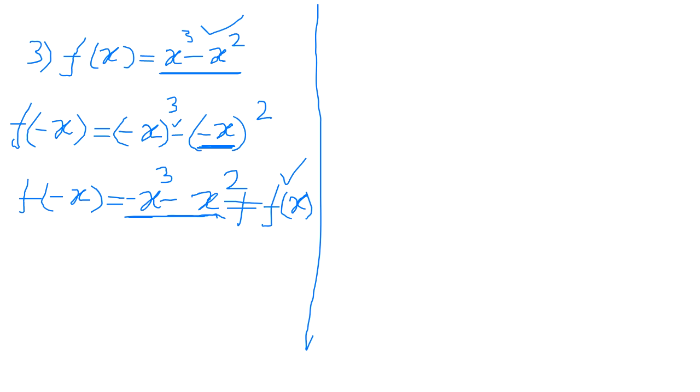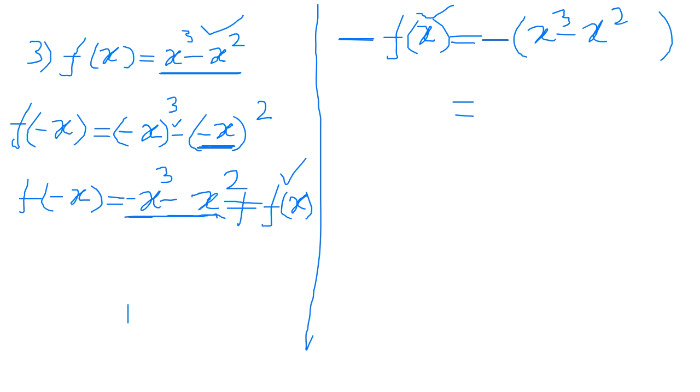Check this one, minus f(x). First here is the minus, and then f(x). First the minus here, and then f(x), that is x to the power 3 and minus x to the power 3. So this equals what? Minus x to the power 3 and this is plus x squared. So now look here, minus f(x).